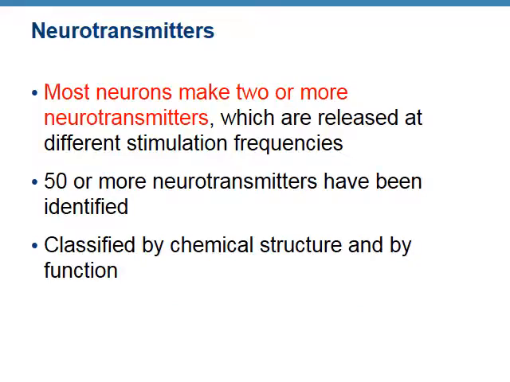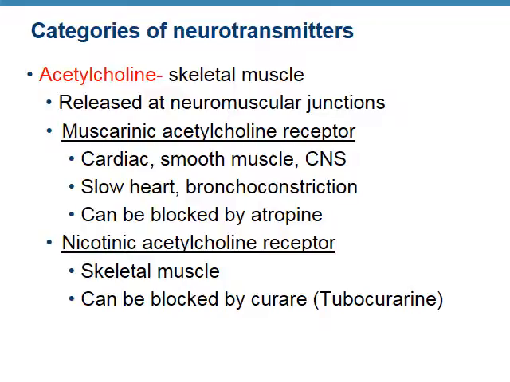So far, the only neurotransmitter we've seen is acetylcholine, but we have several different categories to look at. So there's over 50 different neurotransmitters, and we classify them by their chemical structure. So let's take a look at a few of those. So here's the first category that we're the most familiar with, and that's acetylcholine. It's released at the neuromuscular junction.